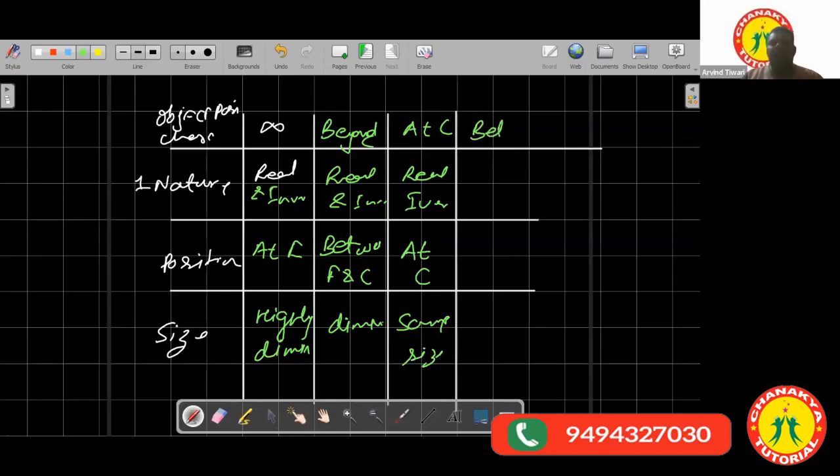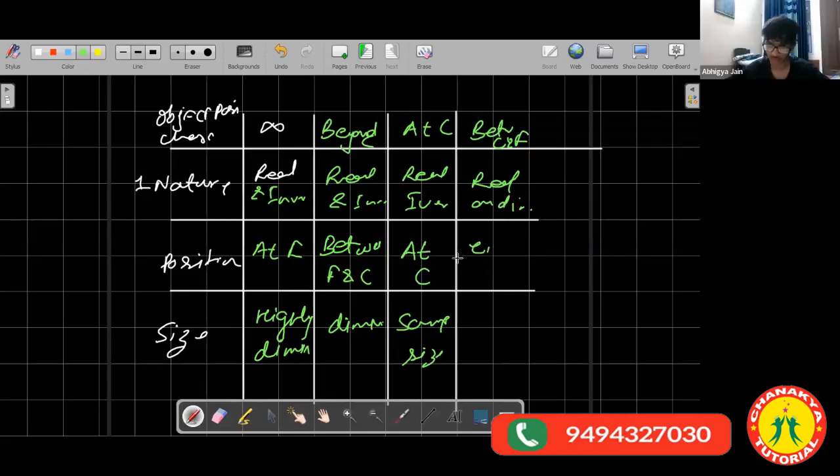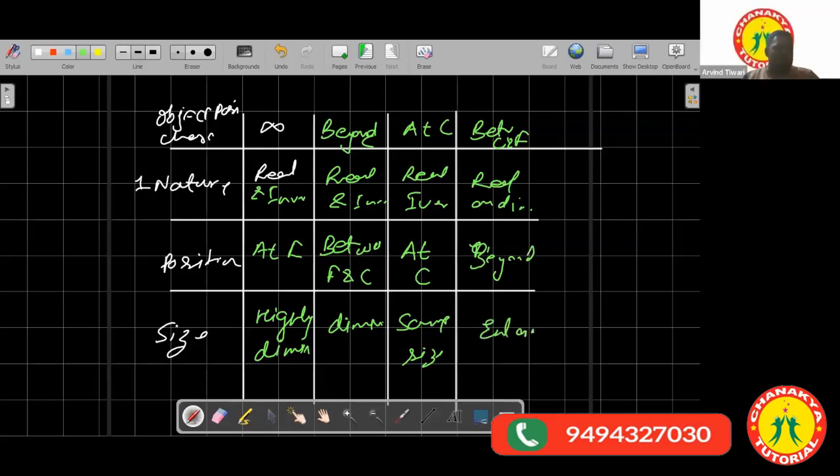Then you have the object placed between C and F. When it is placed between C and F, again real and inverted. It is formed beyond C and enlarged, right?